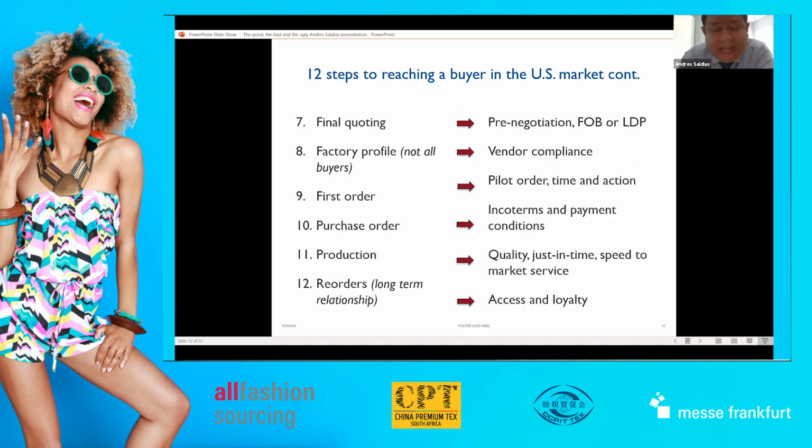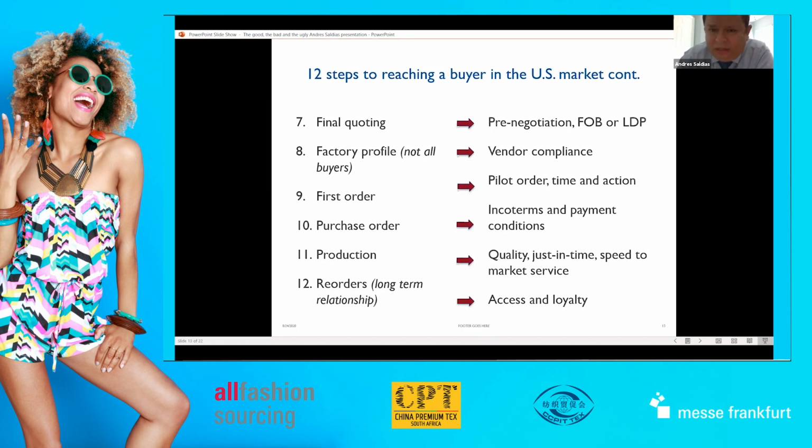Finally, you quote. Once they like the right product and right price, then you negotiate if you're going to ship FOB or LDP, and then you will have a vendor compliance audit. That means they want to make sure that your factory complies with safety regulations and industrial compliance: no child labor, fire exits, and proper lighting and ventilation. Most of the major brands will do a physical audit. And I'm sure whoever is working with Walmart and Calvin Klein has been through that already.